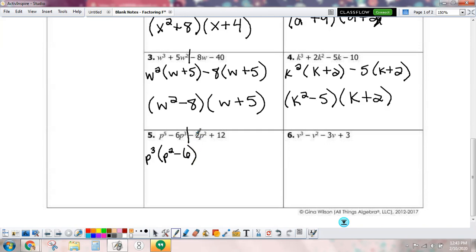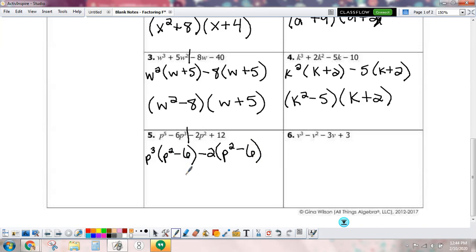All right, and then for negative 2 and 12, in this case, I'm trying to get a negative 6 here. So I want to make sure that when I'm factoring this, I'm thinking of what times a negative 6 is going to get me to 12. And I know that's a negative 2. So the common factor here needs to be negative 2. Okay, and then I'm left with p squared minus 6.